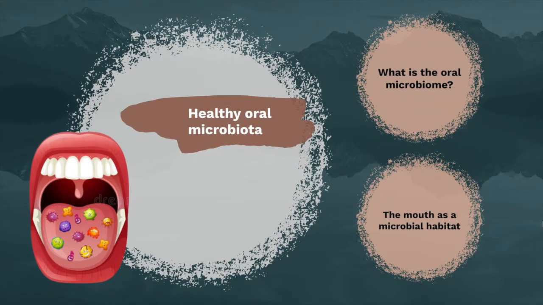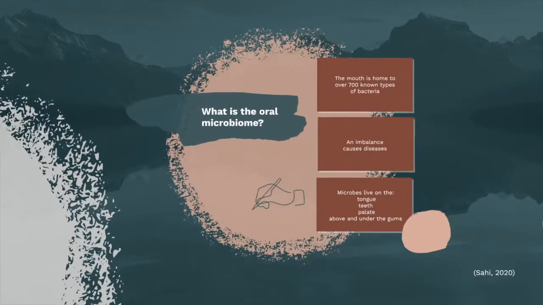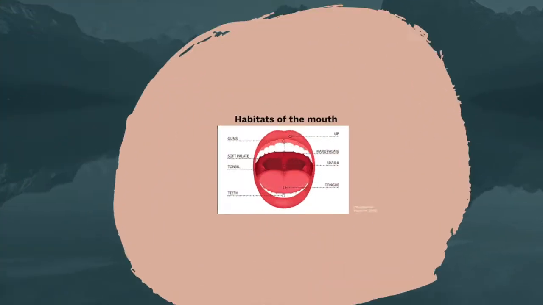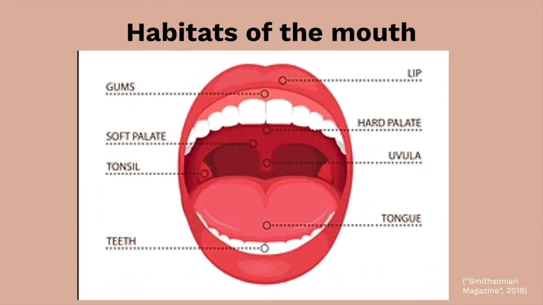We'll start with talking about what healthy oral microbiota means. What is the oral microbiome? The mouth is home to over 700 known species of bacteria. These are present in numbers that are unique to the individual, and an imbalance in these numbers can cause disease. Habitats for the microbes in your mouth include the tongue, the inside of your cheeks, the palates, your teeth, and especially the gums.